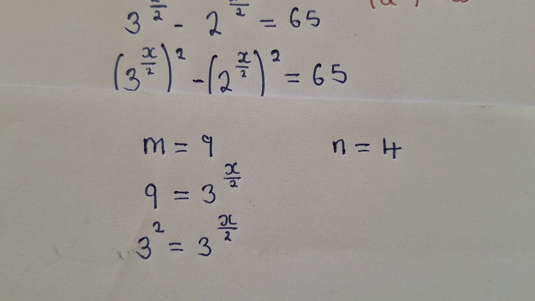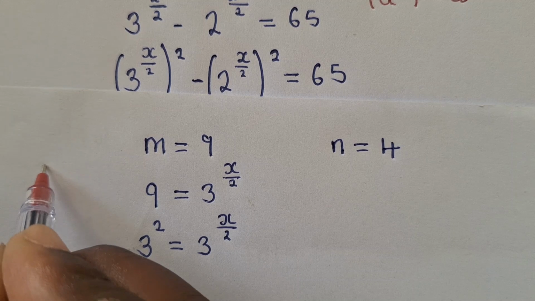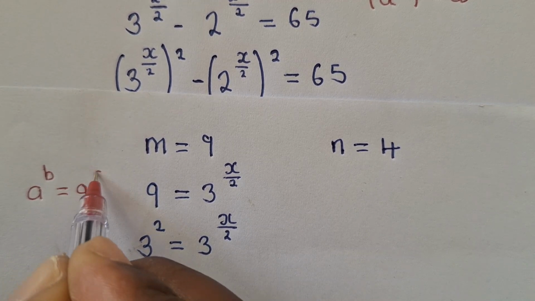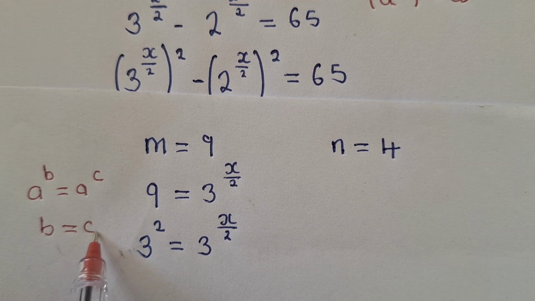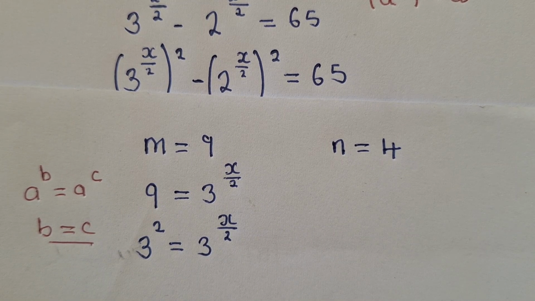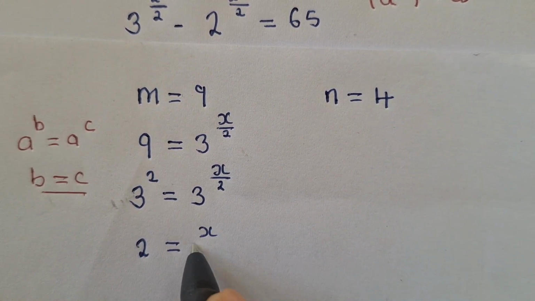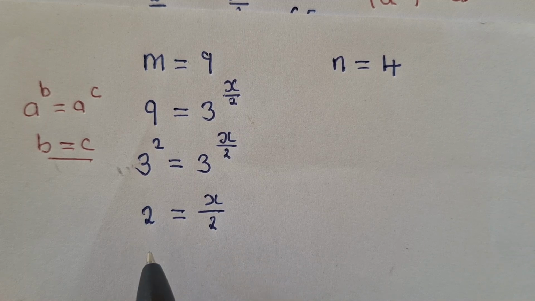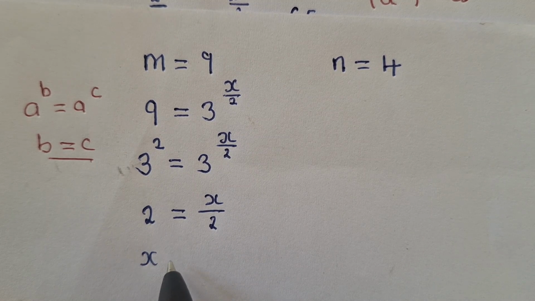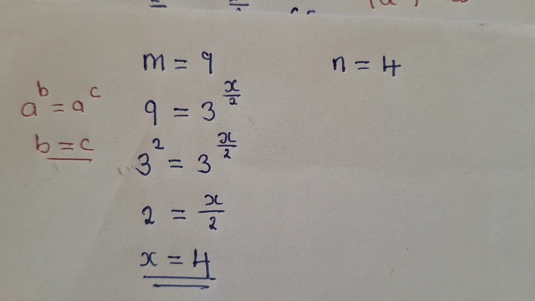So here we are using the property which says that when you've got a power b is equal to a power c, if the bases are equal to each other, then the powers are also equal to each other. And this is what we're going to apply here. It will be 2 is equal to x over a 2. To solve for x, we'll just cross multiply. So the value of x will simply be equal to 4 when we cross multiply.